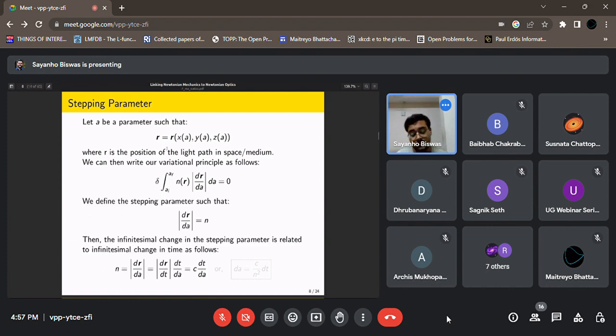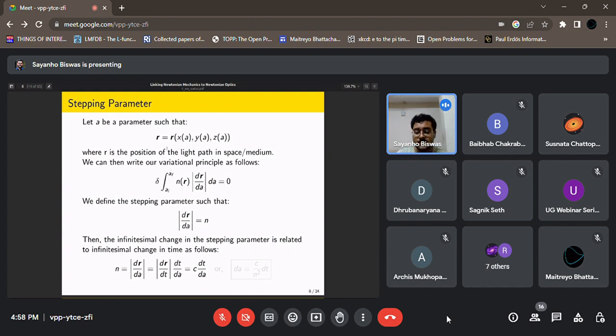So, an outrageous assumption, an outrageous definition rather, has been made on this stepping parameter, where the position of the light ray as it moves is denoted by the vector r, and modulus of dr/dA is taken to be the refractive index n. This is how I'm defining A. I'm defining the stepping parameter A such that mod of dr/dA at any point on the light trajectory gives you the refractive index at that point.